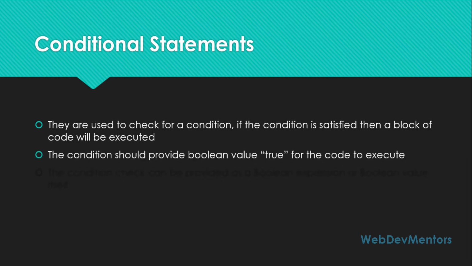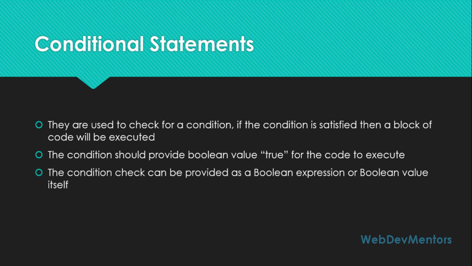So the condition should be provided as a Boolean value, true, for the code to execute. If it is not true, then the underlying code or block of code will not be executed. It just skips through to the next set of code blocks. The condition check can be provided as a Boolean expression or a Boolean value itself. So you might use your Boolean variable to go through the condition check, or you can directly use a Boolean expression that is going to give you Boolean values. As we have already seen, you have to get true as the value in order to execute the block of code that is underlying the conditional statement.